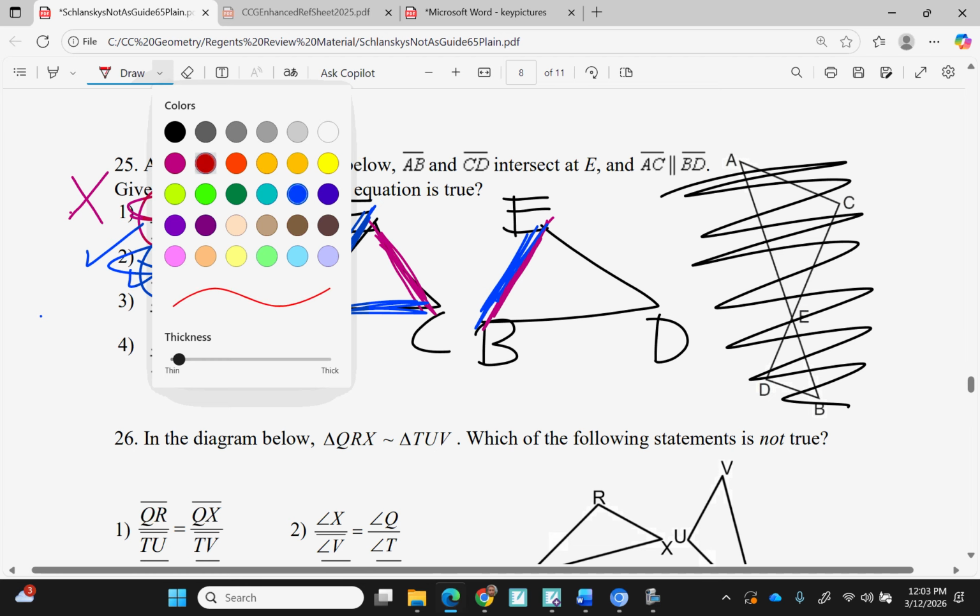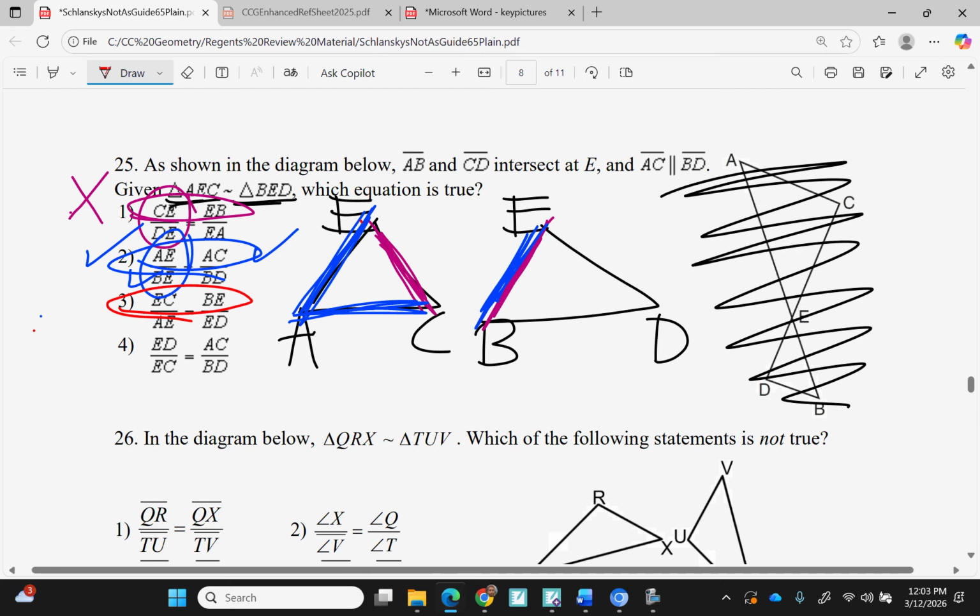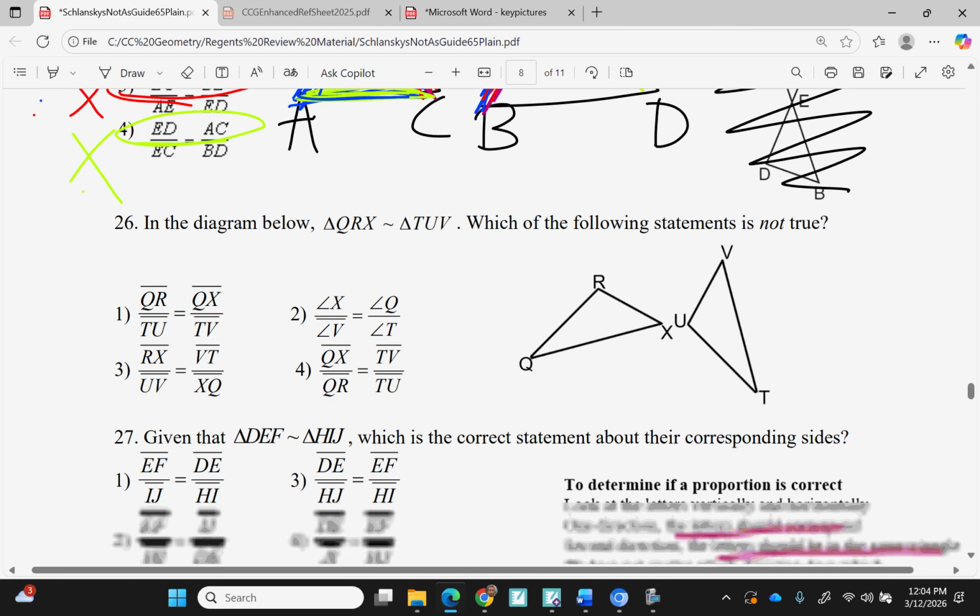Let's look at the rest of the choices. EC, BE. They don't correspond. They're not in the same triangle. And finally, ED, AC. They don't correspond. They're not in the same triangle. Which proportion is true? Choice 2. Draw your own pictures. Label them the way that the letters are labeled in the problem. Look horizontally, look vertically. One direction should correspond. One should be in the same triangle. It doesn't matter which direction's which.